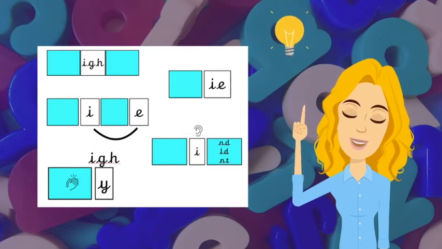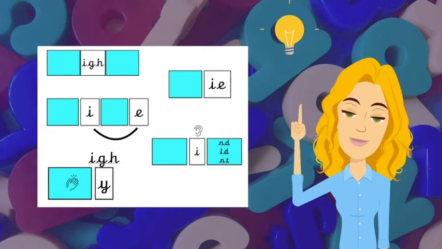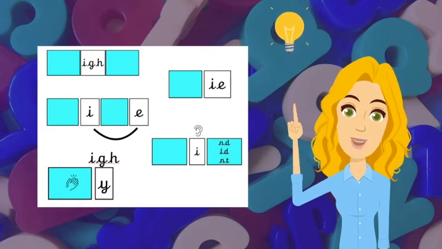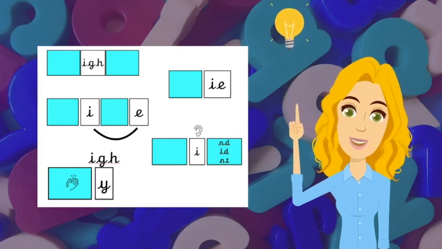Y is the most common way of spelling I at the end of one-syllable words, not to be confused with when it makes E at the end of two-syllable words, and I on its own says I rather than I when it's followed by two consonants, most commonly ND, LD, or NT.